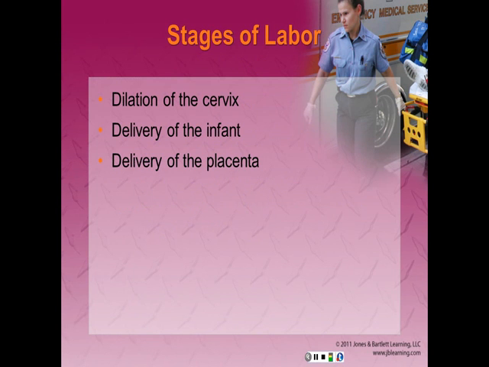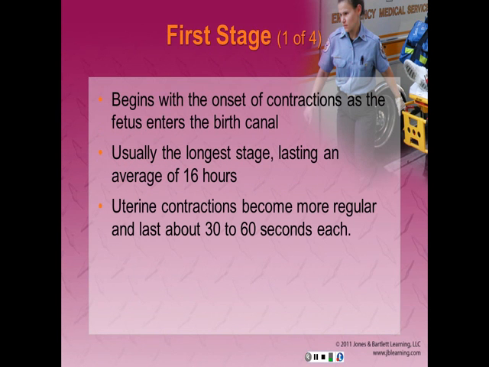There are 3 stages of labor: dilation of the cervix, which is stage 1, delivery of the infant, which is stage 2, and delivery of the placenta, which is stage 3. The first stage begins with the onset of contractions as the fetus enters the birth canal and ends when the cervix is fully dilated. The first stage is usually the longest, lasting an average of 16 hours for the first pregnancy.